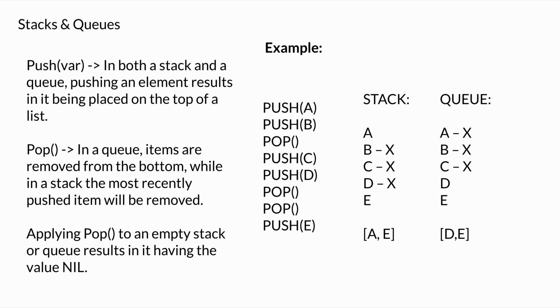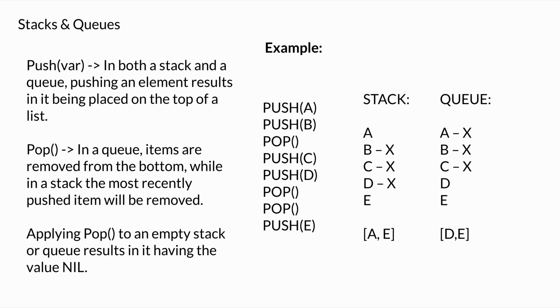So for stacks and queues, there's a few methods that you have to know. Push is one that will add the element to the stack or the queue. There will always be a parameter in this method, and that will be the item that you're adding to the list. So in both a stack and a queue, pushing an element results in it being placed at the top of the stack or the queue. For a pop, in a queue, items will be removed from the bottom of the list, while in a stack, the most recently pushed item will be removed.